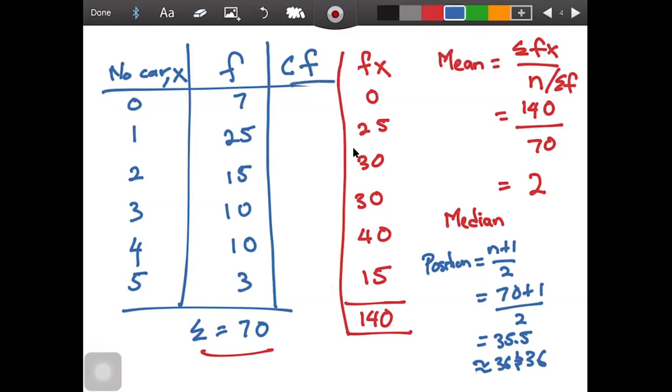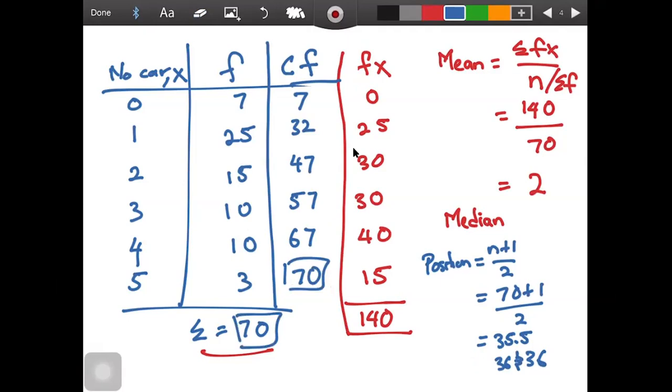Cumulative frequency here will be, first one is 7. 7 plus 25 will be 32. 32 plus 15 will be 47. 47 plus 10 will be 57. 57 plus 10 is 67. 67 plus 3 will be 70.